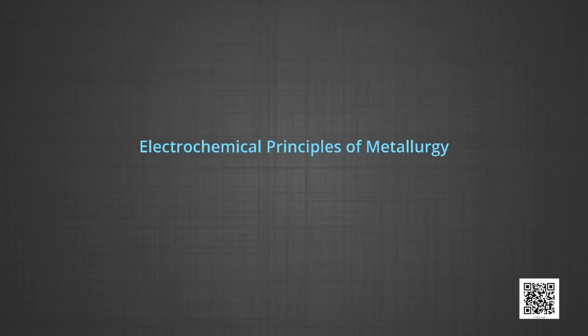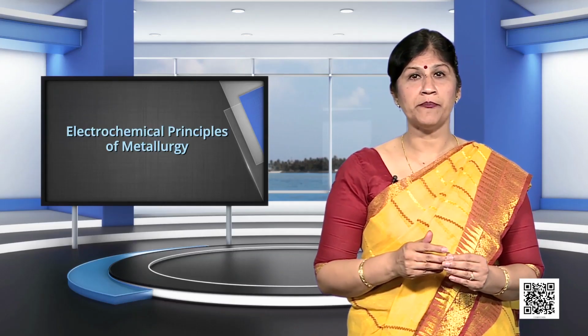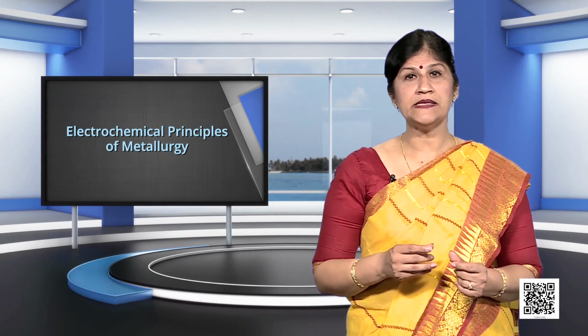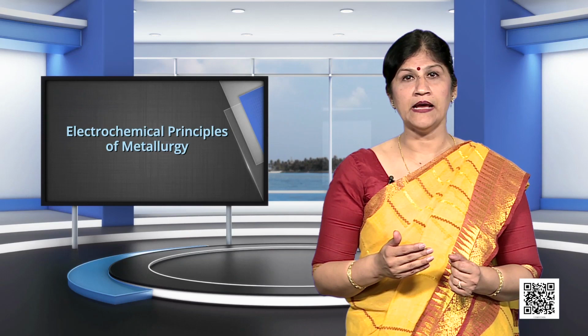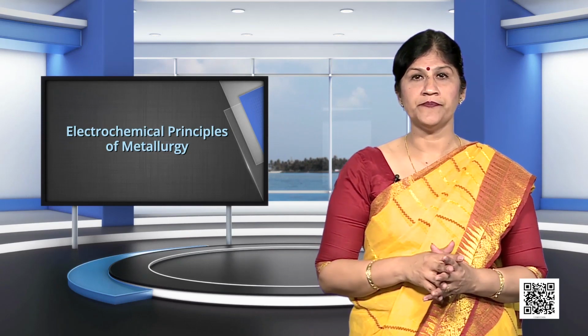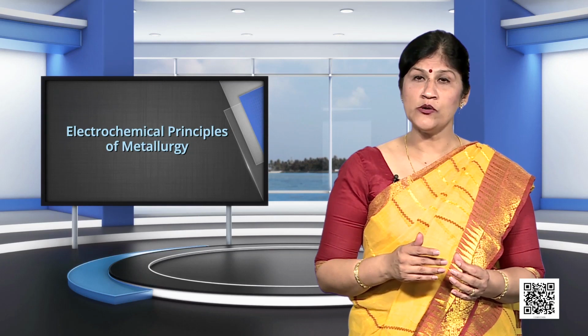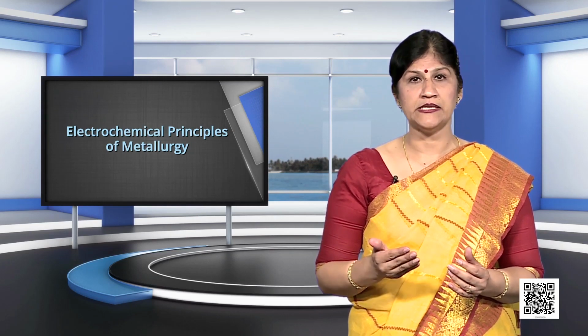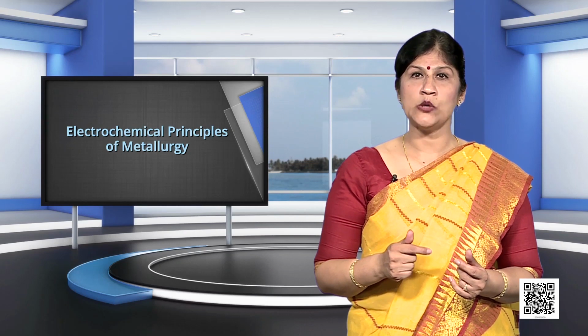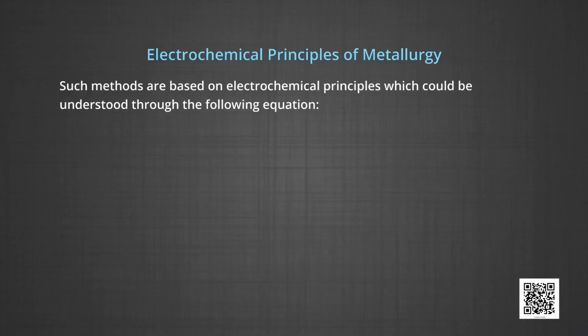Now, let us understand some electrochemical principles of metallurgy as applied to metals of high reactivity. We have seen how principles of thermodynamics are applied to pyrometallurgy. Similar principles are effective in the reduction of metal ions in solutions or molten state. Here they are reduced by electrolysis or by adding some reducing element. In the reduction of a molten metal salt, electrolysis is done. Such methods are based on electrochemical principles which could be understood through the equation delta G naught is equal to minus nE naughtF.